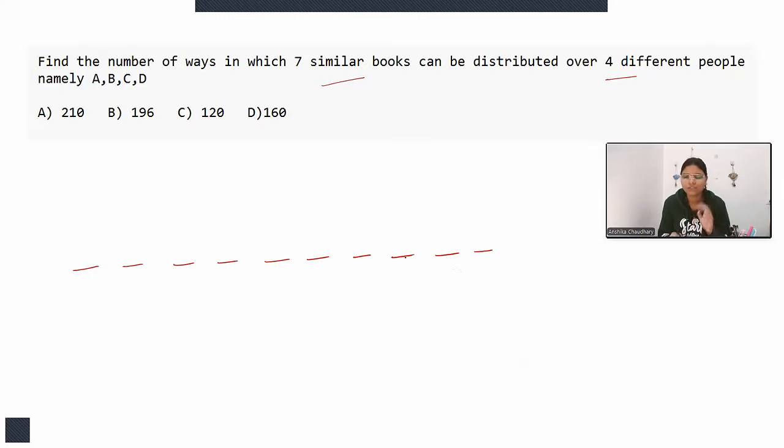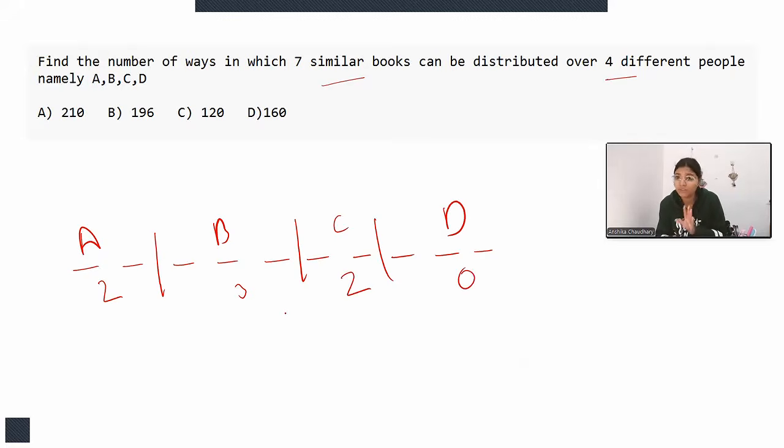So randomly I'm just making cuts, right? 1, then okay. So A got 2 books, B got 3 books, randomly I did, right? C got 2 books and D got 0 books, because we have only 7 books, right? We have only 7 books. So this is one way of distributing the books over 4 people.